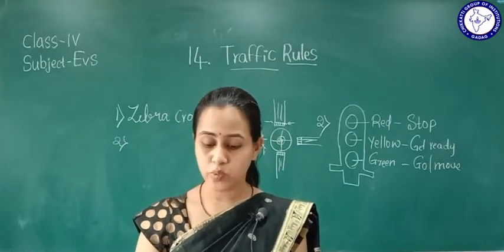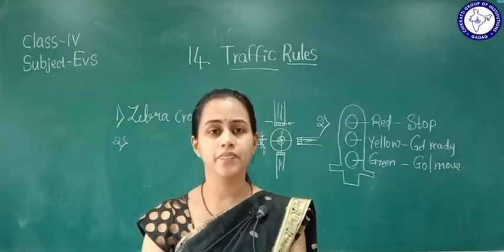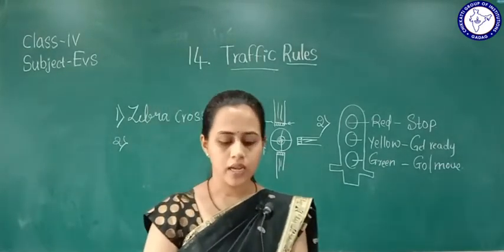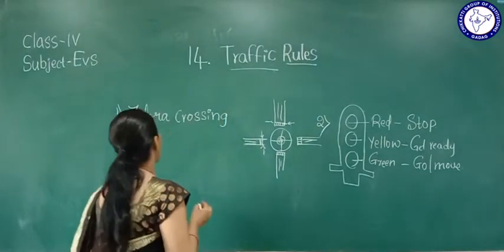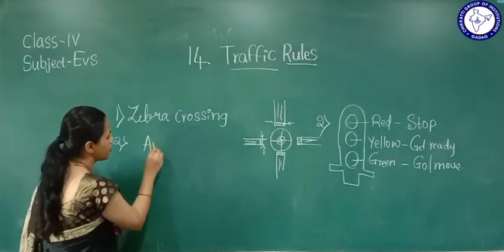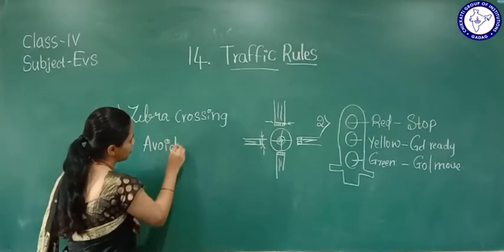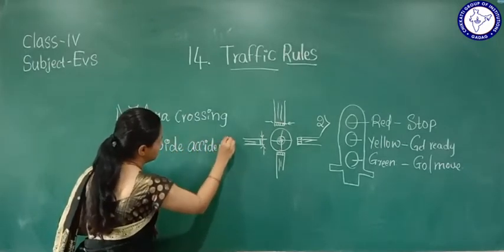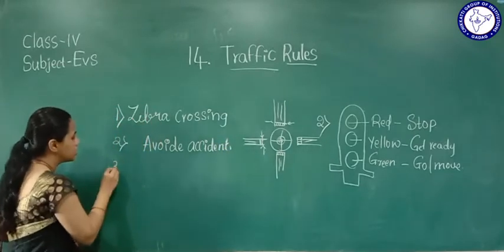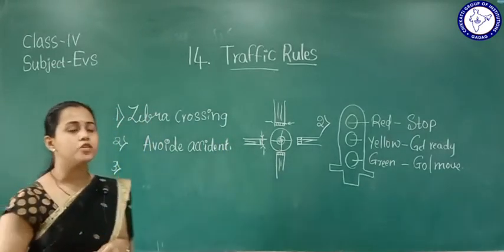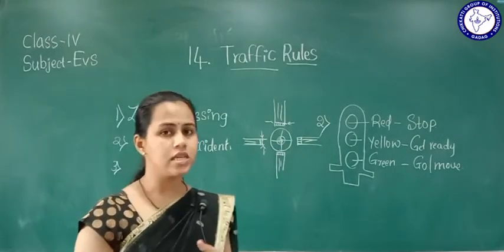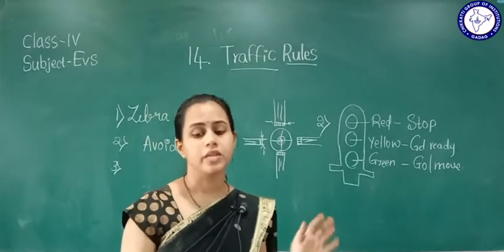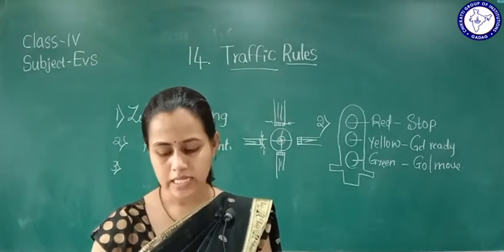Write one use of the signal lights. So the traffic lights are there to avoid accidents, right? Traffic rules and traffic signals are made to avoid what? Accidents, to avoid these accidents.